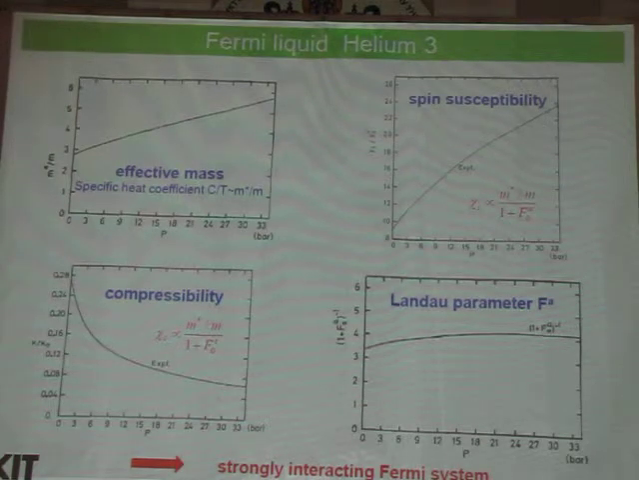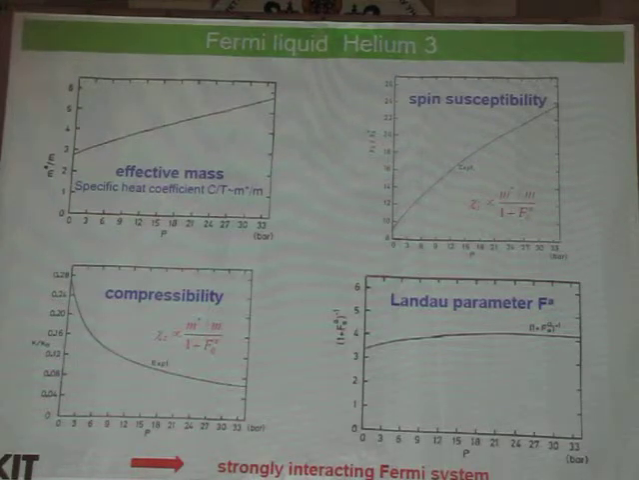Actually, the system for which Landau developed his theory was not electrons in metals in the first place, but it was the quantum liquid helium-3. And it's interesting to have a look at the experimental properties of helium-3. So if you look here at the effective mass ratio, it goes from 3 to 6 as the pressure is increased from zero ambient pressure to 30 bars. So it's a very strongly enhanced effective mass.